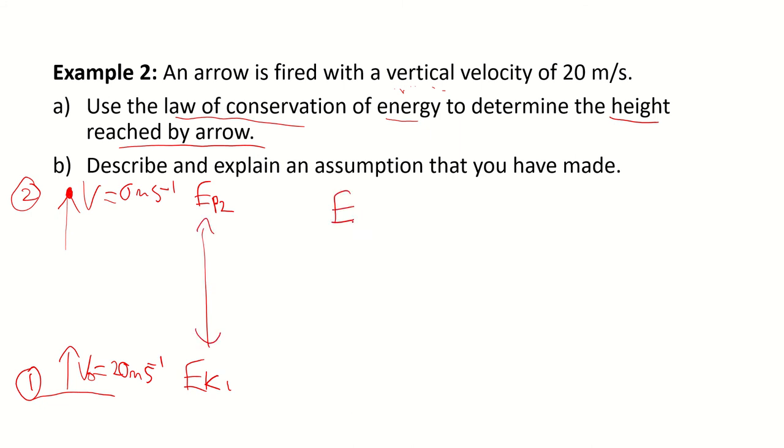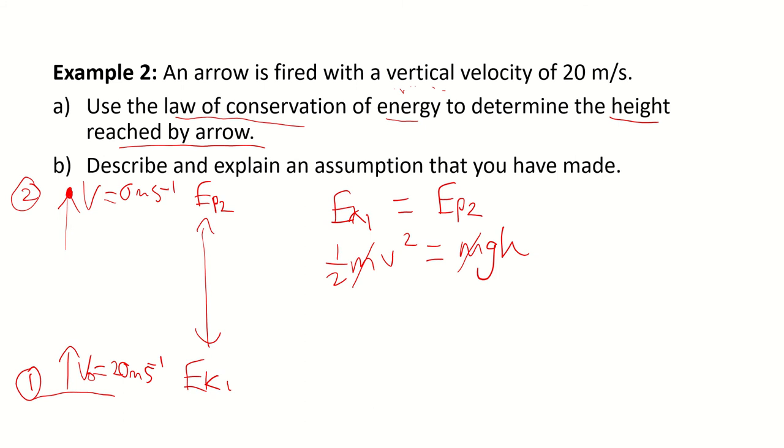So the kinetic energy at position 1 is equal to all the potential energy when the arrow is up in the sky. We know the formula for kinetic energy. It's a half mv squared. And we know the formula for gravitational potential energy is just mgh. And again, the masses cancel out. So mass doesn't really have an effect if you're assuming that there are no external forces.